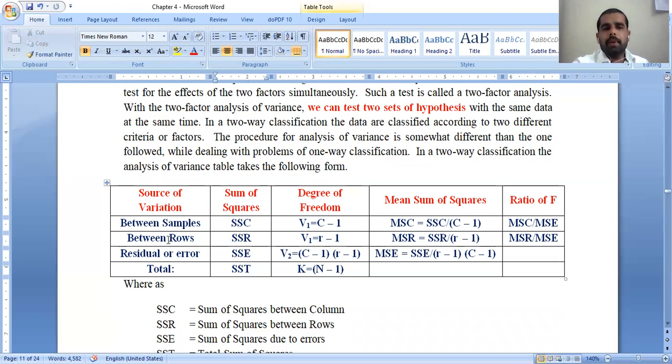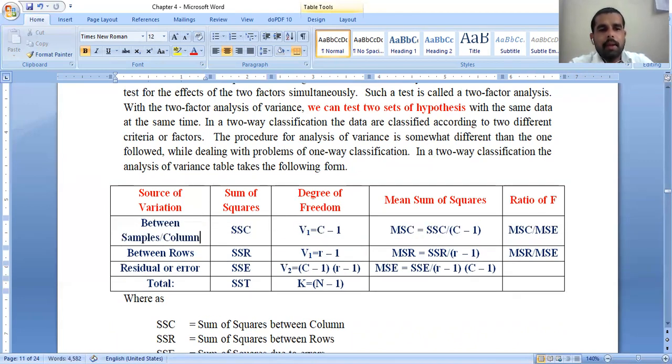Between samples, between rows, residual or error, then total. We discussed the sum of squares SSC in one-way classification, and in two-way classification it is the same SSC. Then SSR, between rows. Between samples or between columns, the name itself is the same: SSC between columns, and SSR between rows, then residual or error, SSE. This is one more addition.